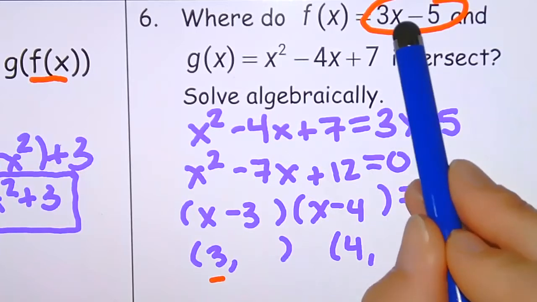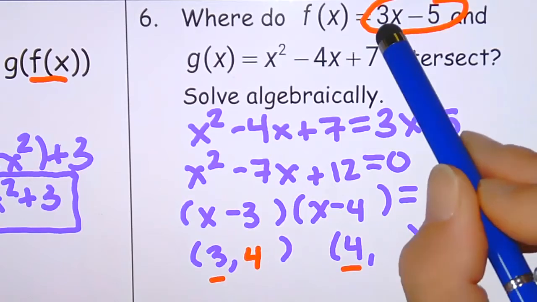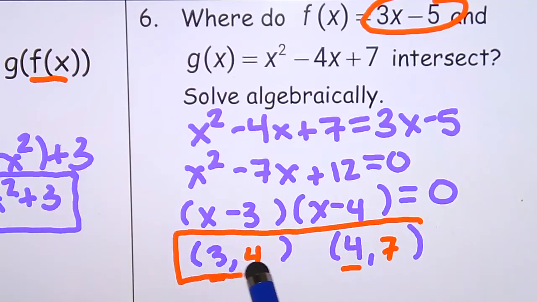So when I put 3 in here, 3 times 3 is 9. 9 minus 5 is 4. So 3 comma 4 is 1 point. And then I'm going to be taking this 4. I put 4 in here. I get 3 times 4 is 12. 12 minus 5 is 7. These are my two points of intersection.